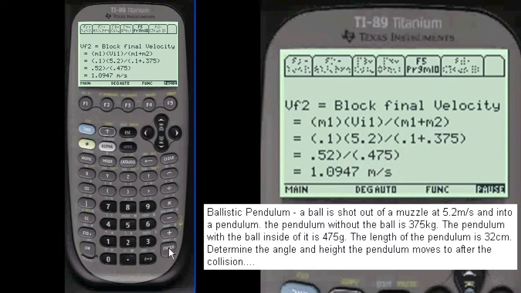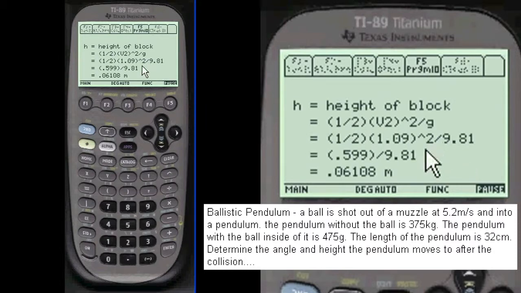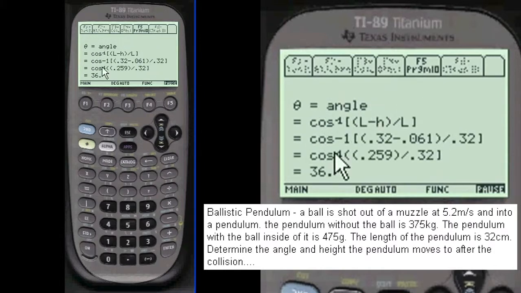Anyways, there's the velocity of the block, which is used in the height. Here's the height, 0.061 meters. That would be 6.1 centimeters, like the problem. And you'll notice here's the velocity of the block and squared. And then we're going to find the angle, and the angle is these calculations here, and the length minus the height divided by the length, and it's 36 degrees. Pretty neat, huh? Every step.